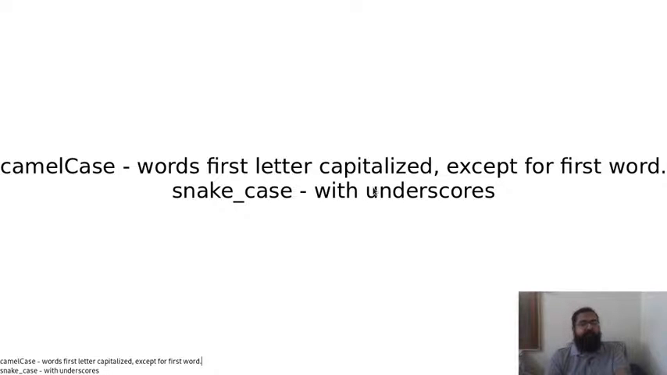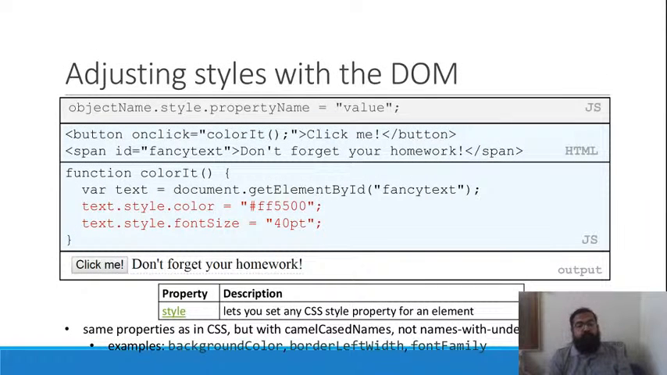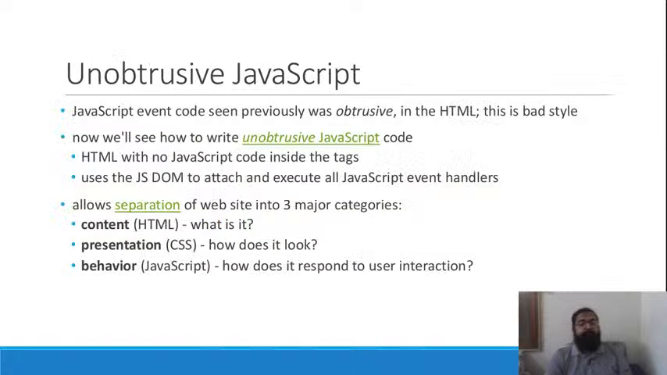Okay, so that's the camel case and that's the snake case. Now you will have different properties all in camel case names, examples like backgroundColor, borderLeftWidth, fontFamily, etc. And if you want your JavaScript to be unobtrusive, which means that it is not really noticed by the person who is actually using it, okay.